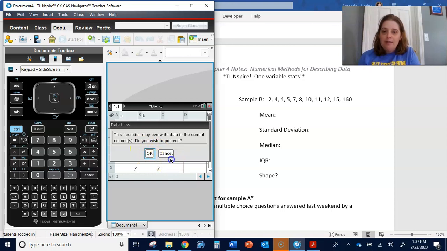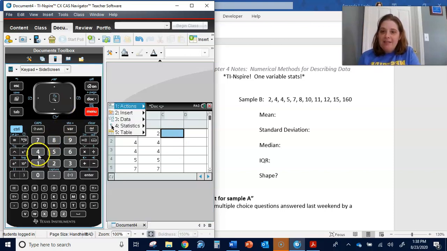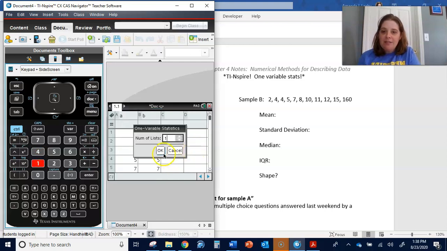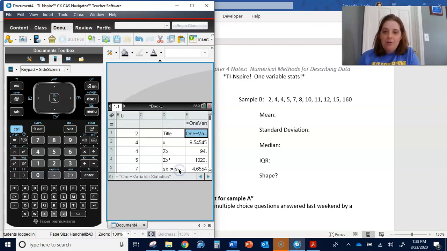Ooh, that makes me nervous. Let me see where I'm at. I'm going to go over here and do this instead. Menu, Statistics, Stat Calculations, one variable statistics, one list. That is list A. I'm going to click OK.